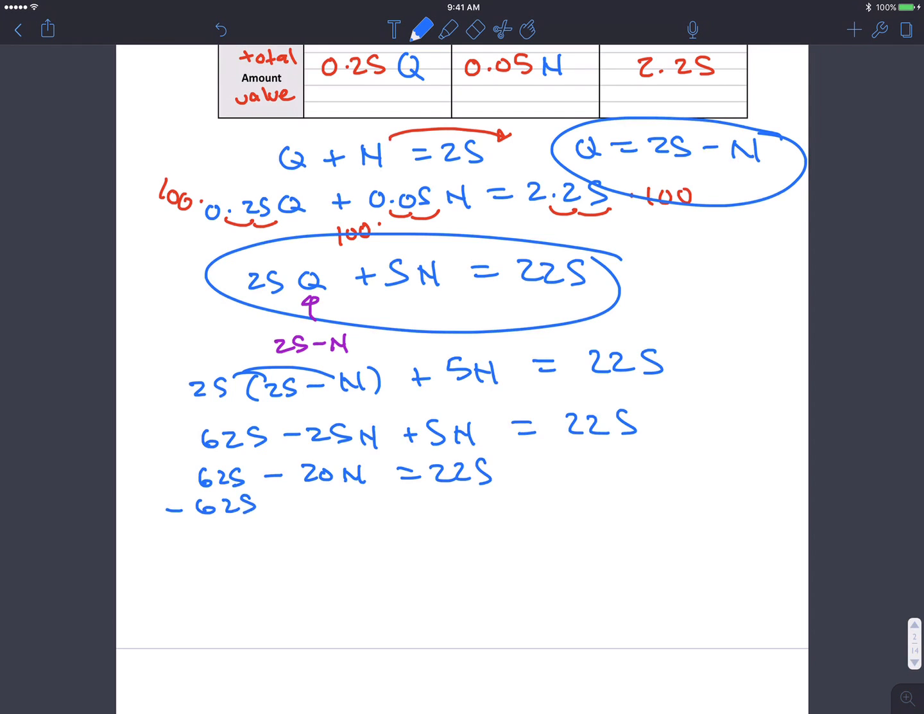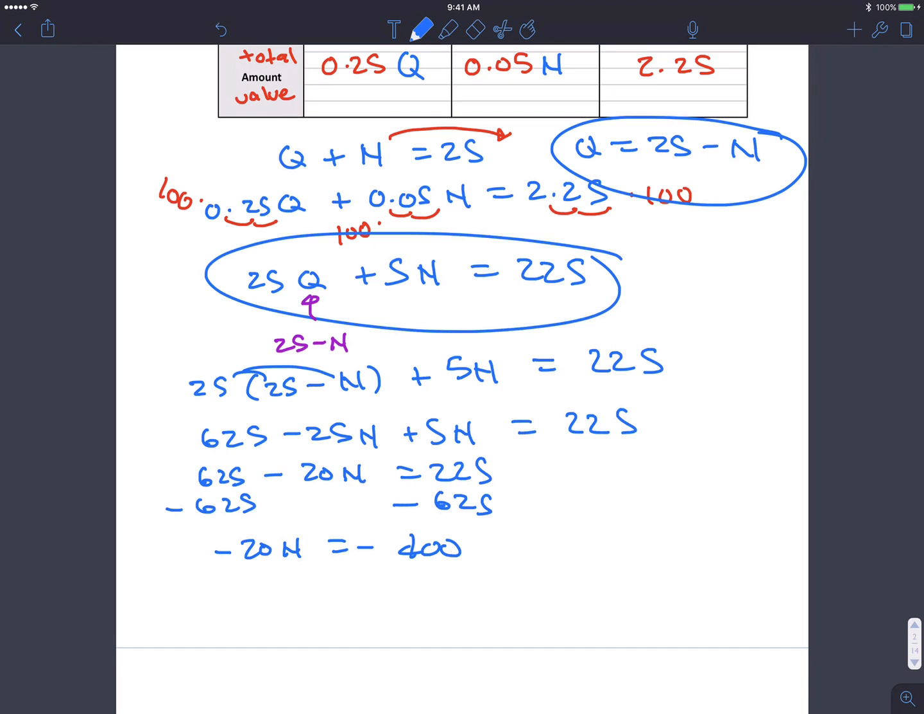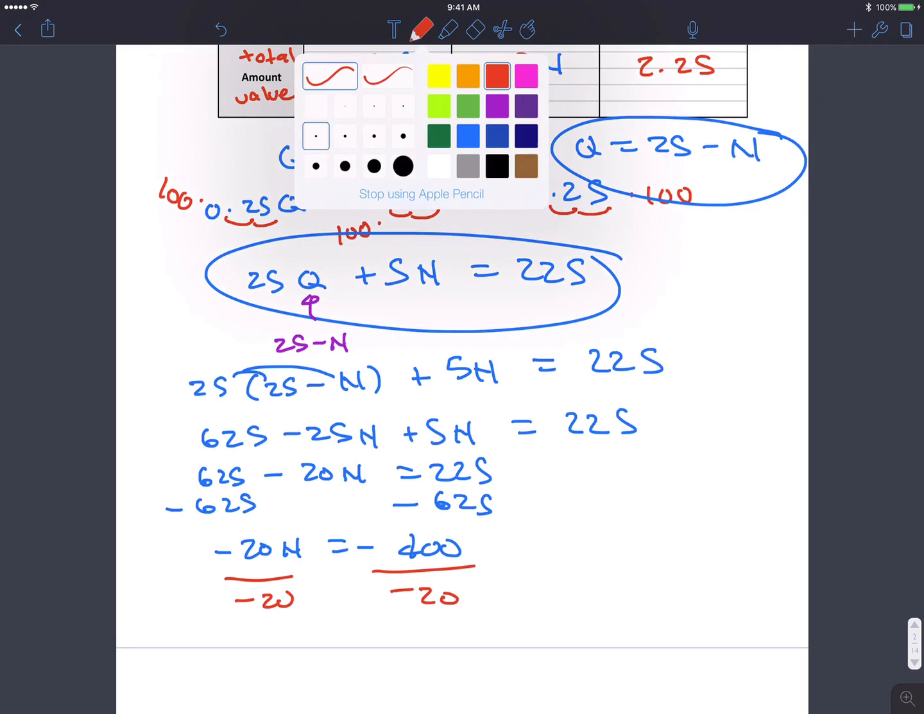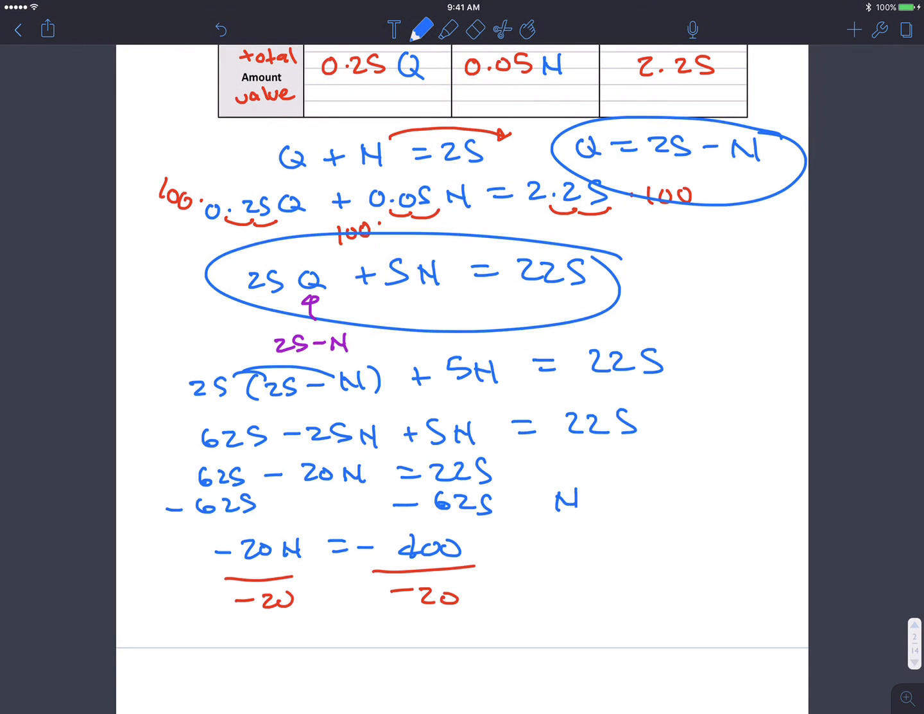I'm going to subtract 625 from both sides. So we get negative 20N is negative 400. Divide both sides by negative 20, and we get N to be 20. There's 20 nickels.